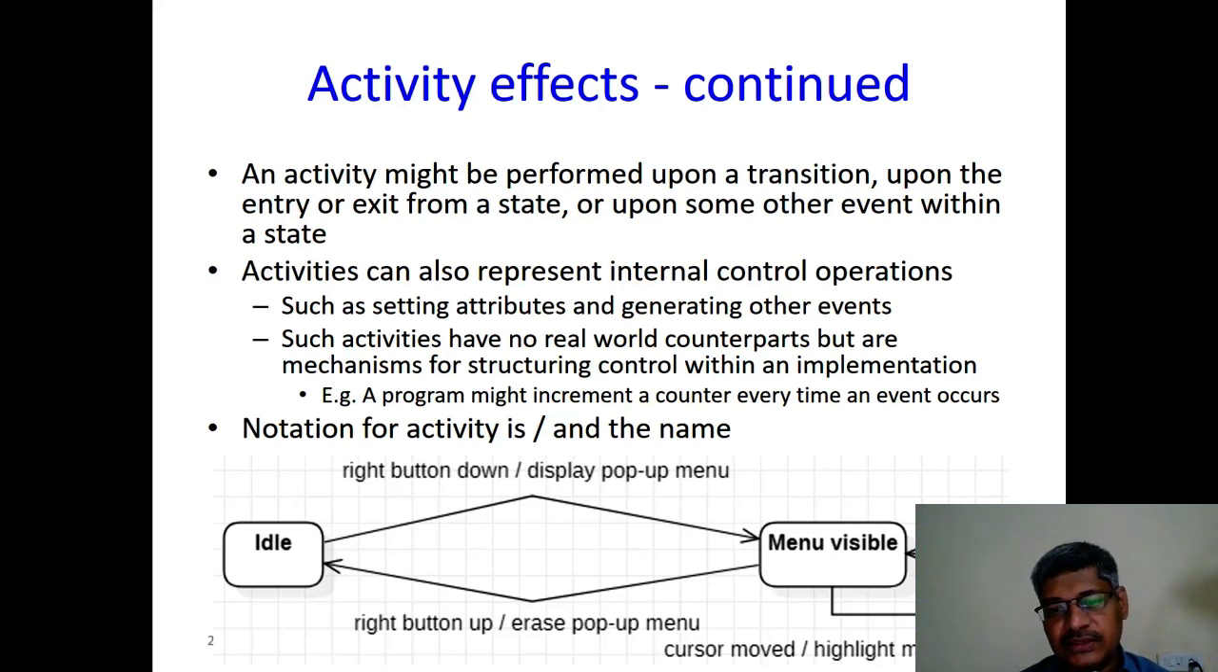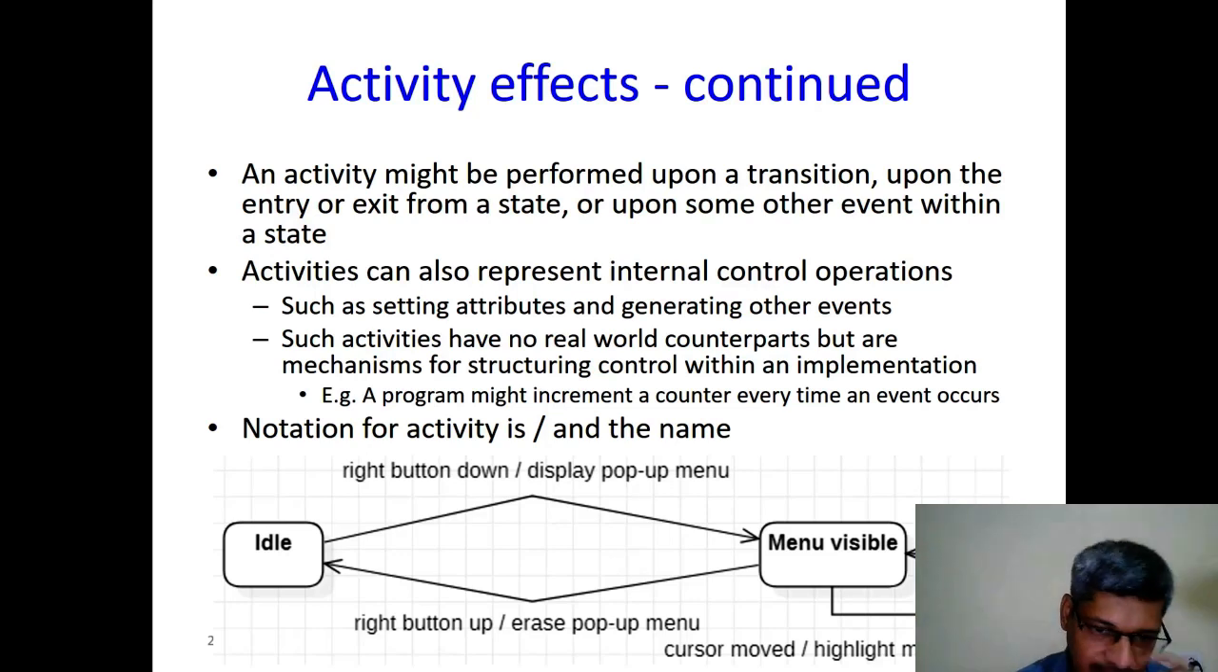Activities can also represent these sort of internal control operations, such as setting attributes and generating other events. Such activities have no real world counterparts, but are mechanisms for structuring control within an implementation. Think of an example: a program might increment a counter every time an event occurs. Does it have any meaning in the real world? It is implementation specific, and it has to happen. Okay, this is basically for structuring the control.